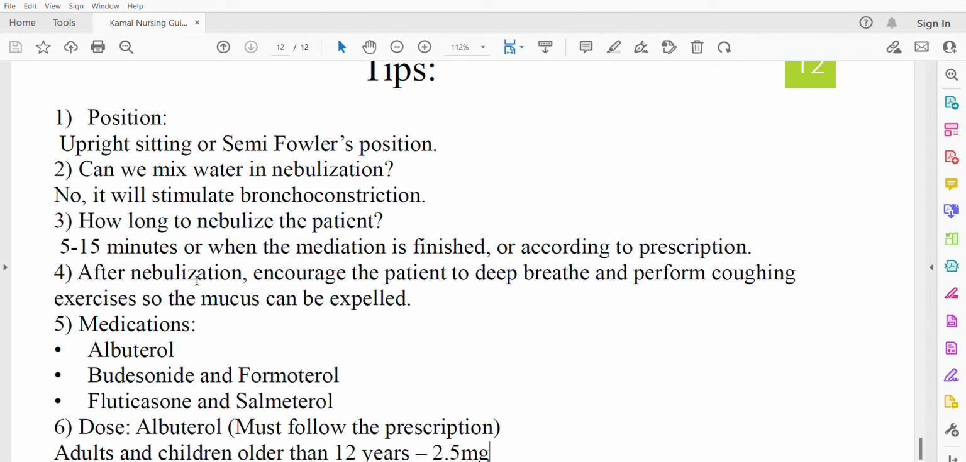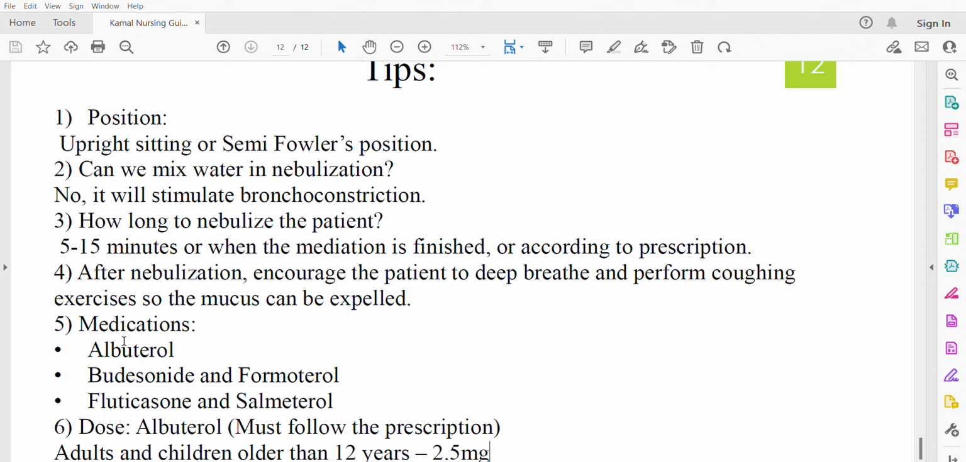After nebulization, when the process is done, encourage the patient to deep breathe and perform coughing exercises so the mucus can be expelled. After having the nebulization therapy, encourage the patient to deep breathe and perform coughing exercises so that the patient can expel the mucus or the secretions that are inside.